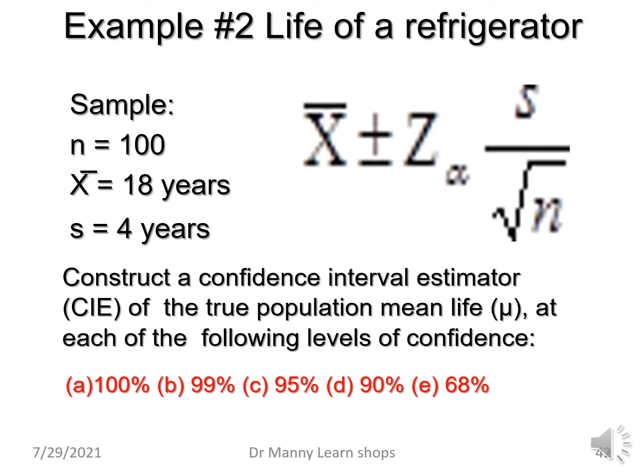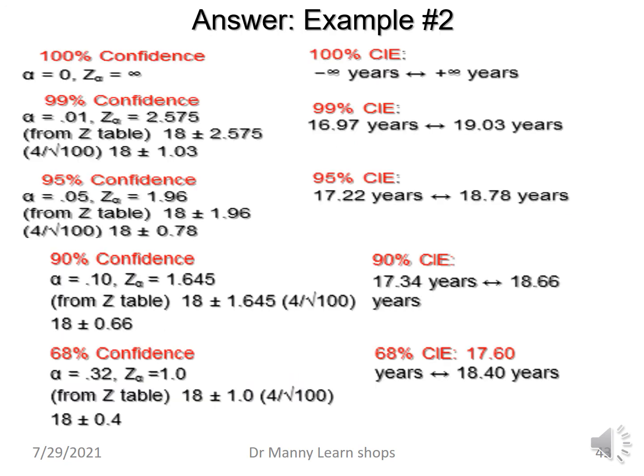So in example 2, the life of a refrigerator, the sample is that you've got 100 refrigerators. The mean is suspected to be 18 years and the standard deviation for the sample is 4 years. So you want to construct a confidence interval estimator of the true population mean at each of these levels of confidence. The answer for this example is, if you want 100% confidence, not possible.